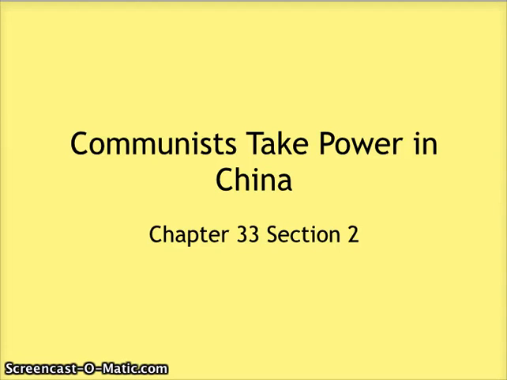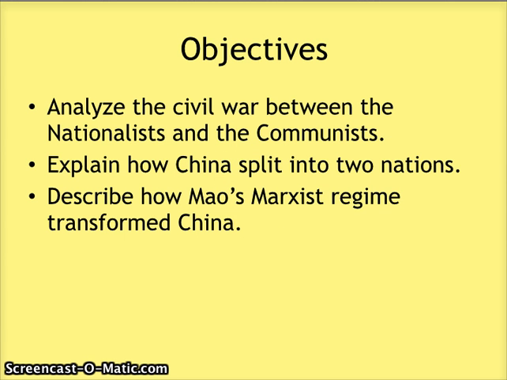This takes us to our next section this week, Chapter 33, Section 2, Communists Take Power in China. Again, we have three objectives. Analyze the civil war between the nationalists and the communists. Explain how China split into two nations, and also describe how Mao's Marxist regime transformed China.